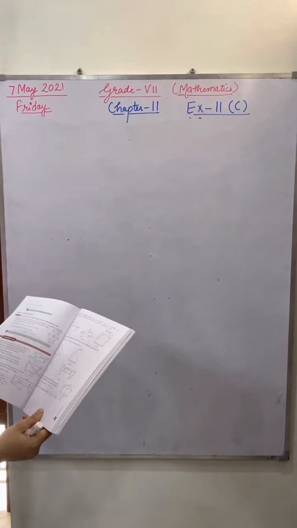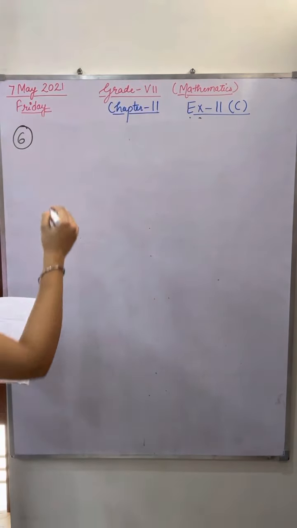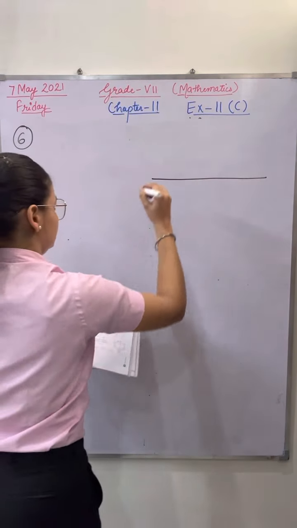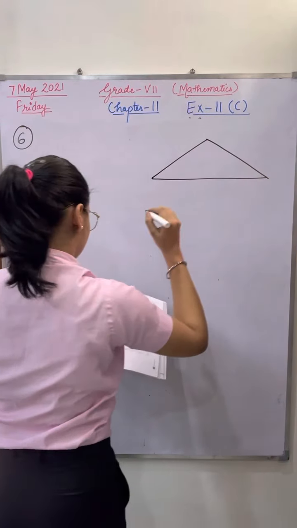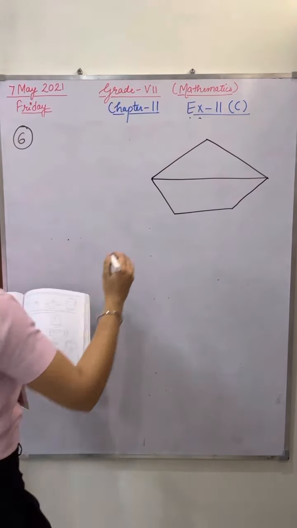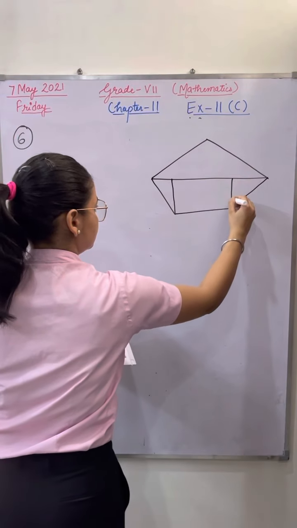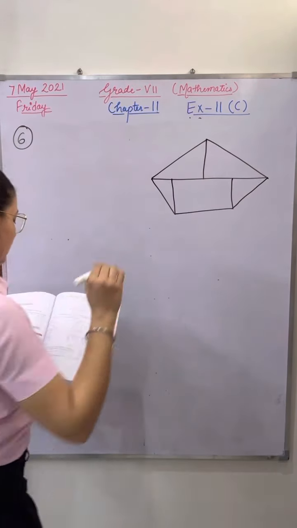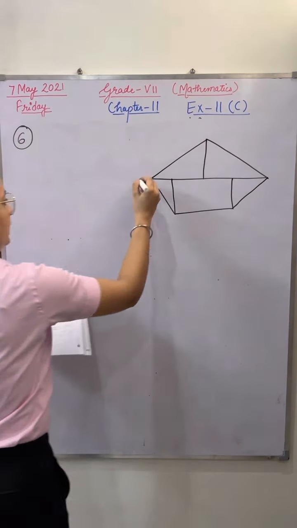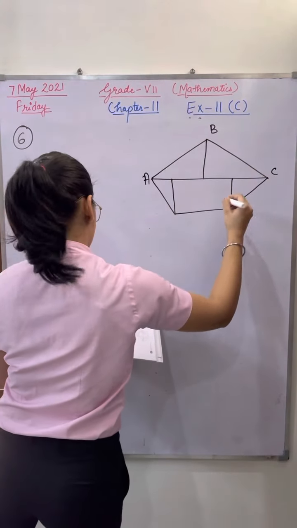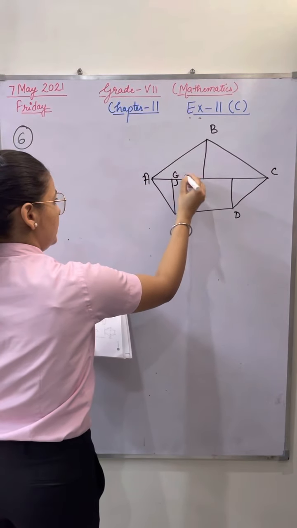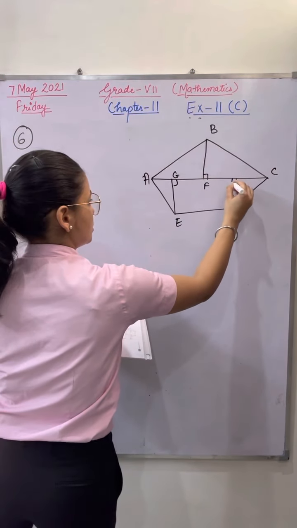I'm making a figure here. Question 6. Then you have to tell me how we can take out the area of this shape. So here in this figure, I'm writing the naming here A, B, C, D and E. And these are the heights given to you, perpendicular heights, that is G, F and H.